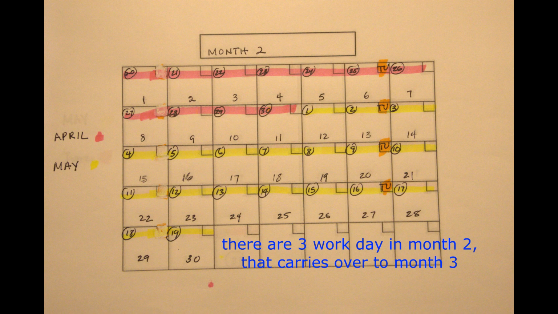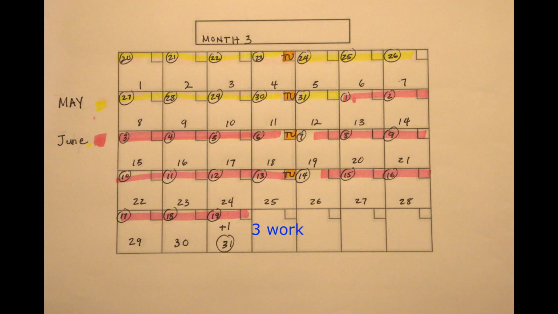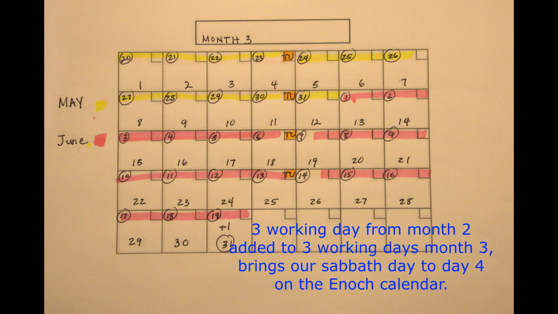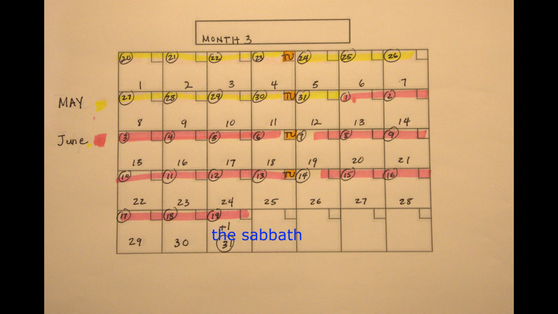There are 3 work days in month 2 that carry over to month 3. 3 working days from month 2 added to 3 working days in month 3 brings our Sabbath day to Day 4 on the Enoch calendar. The Sabbath days are Day 4, 11, 18, 25. Sabbath days remain on Tuesday. Month 3 ends the spring season.